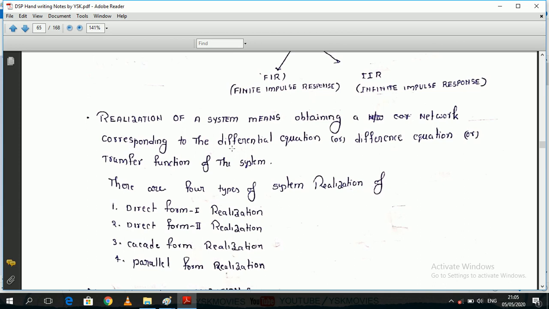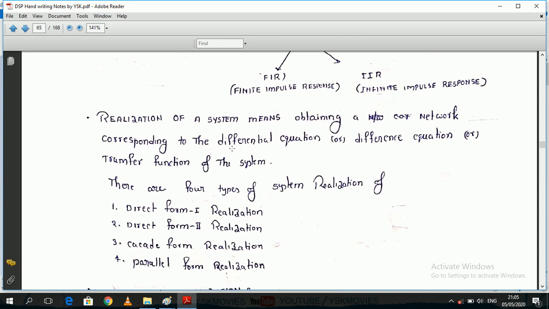And what about transfer function? Transfer function is nothing but the frequency domain output by input. This is called a transfer function. Like if you consider the z domain, y of z by x of z, this is called a transfer function. By studying system realization, we get to know how you can design a network from a given differential equation or difference equation or transfer function. So there are four types of system realization.